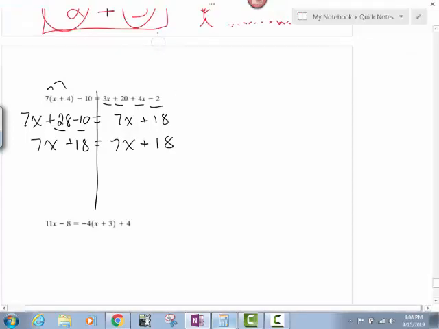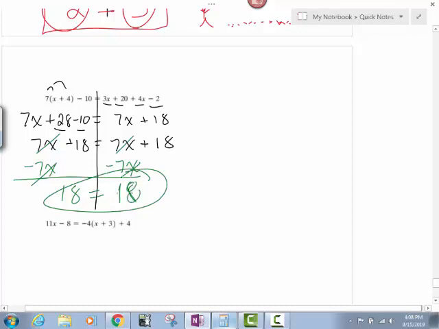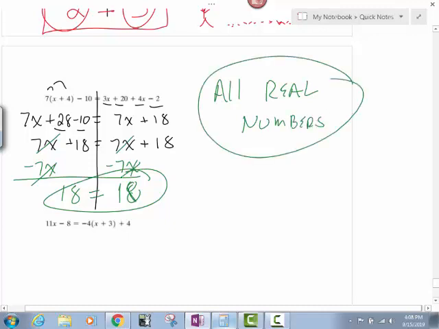Okay. If we subtract 7x on both sides, this 7x and that 7x would cancel out. We'd end up with an 18. And those would cancel. We'd also end up with an 18. Now, I'm going to show you this is a little bit different. The x is canceled out, but we have something that makes sense, like 18 equals 18. When this happens, we say the answer here is going to be all real numbers. Okay? Because even though our x is canceled, we ended up with a statement that is true, like 18 equals 18, right?